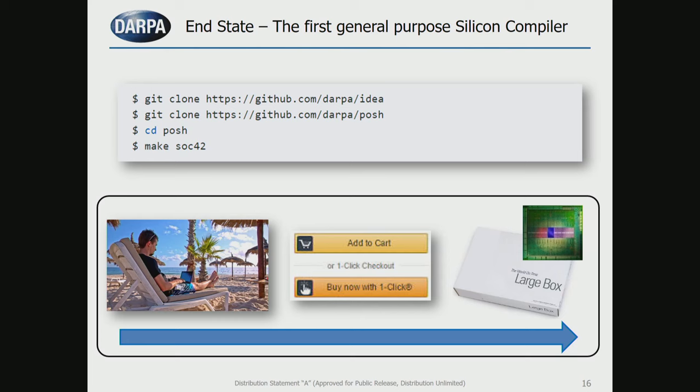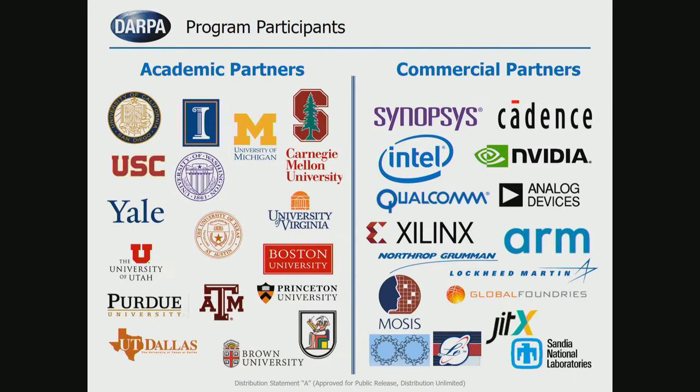So at the end of the day, we should have something like this. This is the end goal of the program. So it's a 4-year program. We should have something like this at the end. So we have 22 teams working on this all together, split evenly between academia and commercial partners.